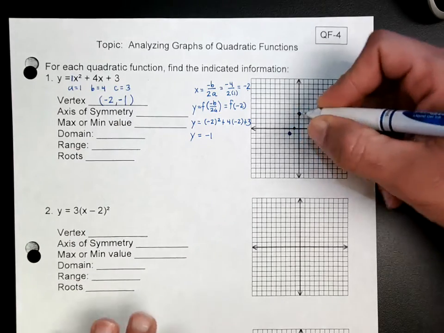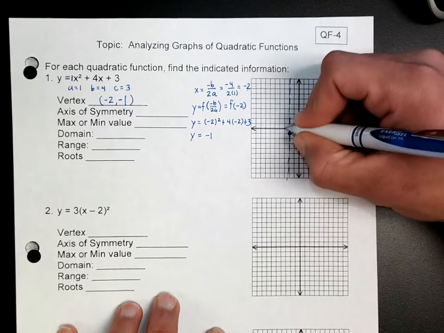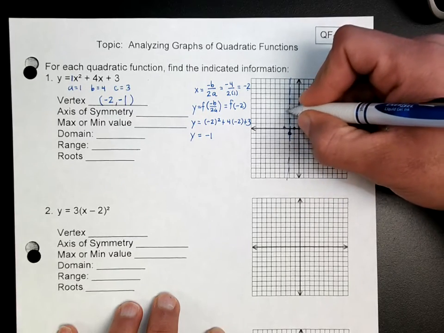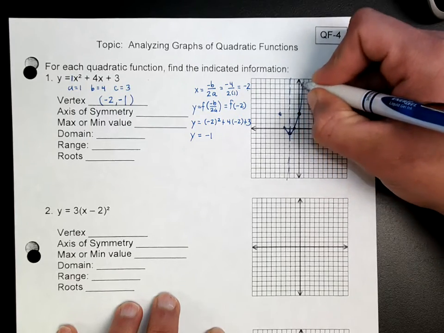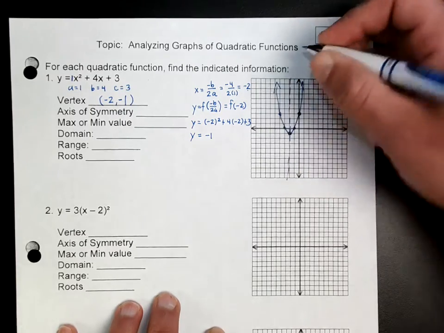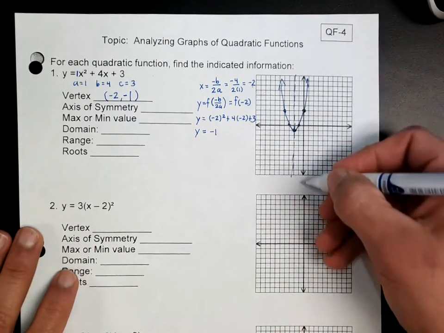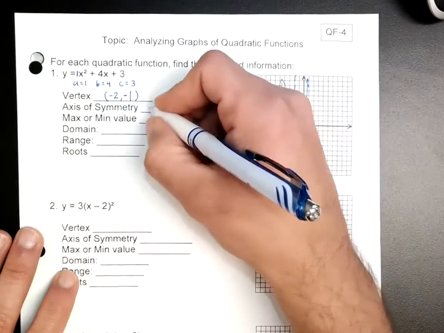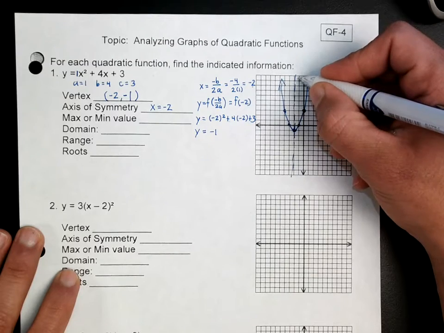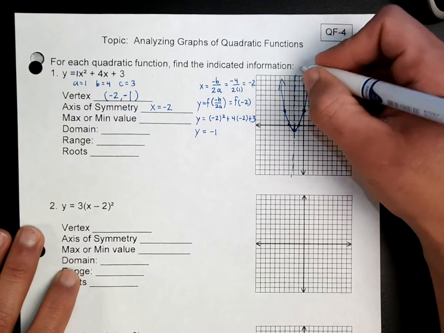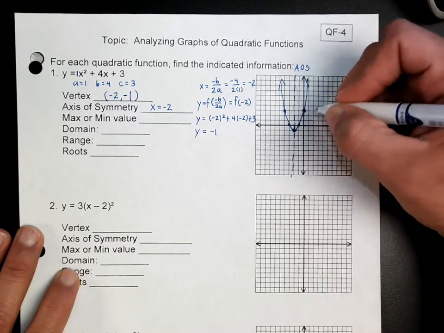Alright, so this is my axis of symmetry, right where the vertex is located, and then I have those coordinate points right there. Now I'm able to come back to this and fill all this out. Now remember that the axis of symmetry is actually the x-coordinate of the vertex. You may not remember that, but it's this line right here. This is the axis of symmetry, and it happens to cross right through x is equal to negative 2.